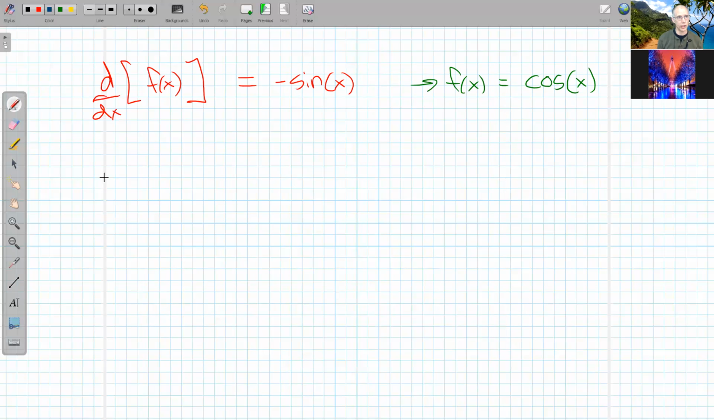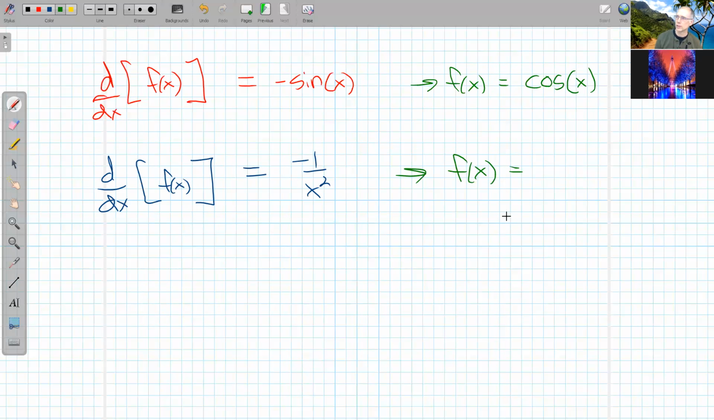All right, here's a harder one. The derivative of what function is -1 over x squared? What function can we take the derivative of? What is this f of x here? Hint, if you're not sure, I could rewrite this function here as -1 times x to the -2. When we take a derivative of a power, the power drops, so the antiderivative of the power should increase.